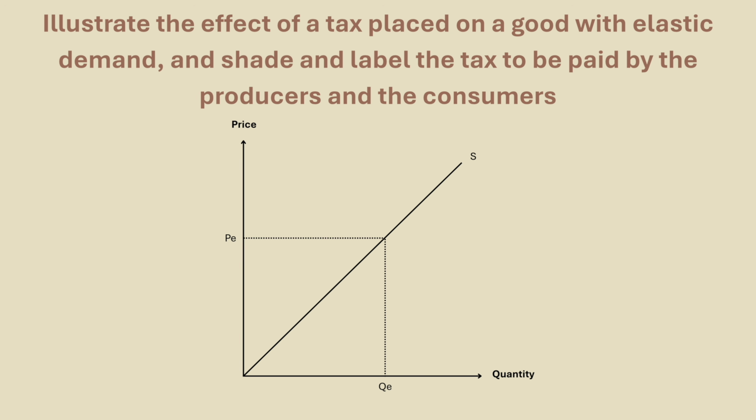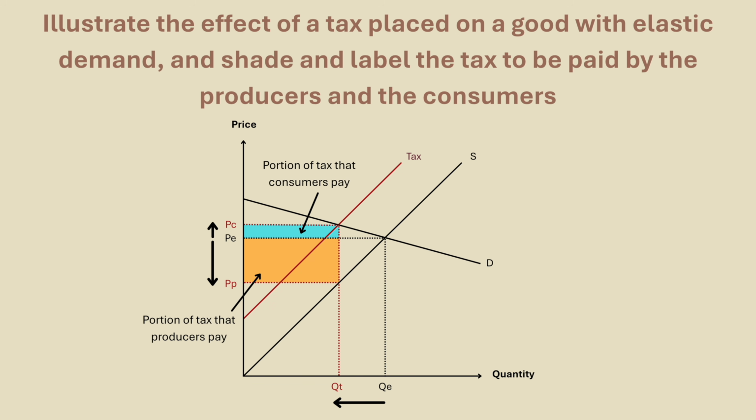Illustrate the effect of a tax placed on a good with elastic demand and shade and label the tax to be paid by the producers and the consumers. Here is the answer. So there is a flatter demand curve resulting in a smaller burden of tax that the consumers pay and a larger burden for the producers.